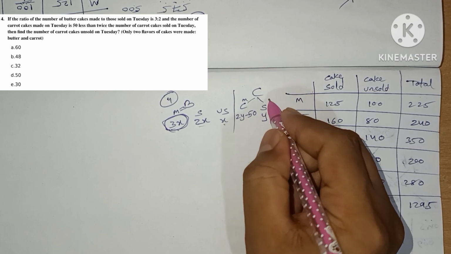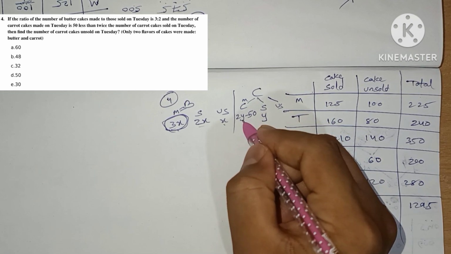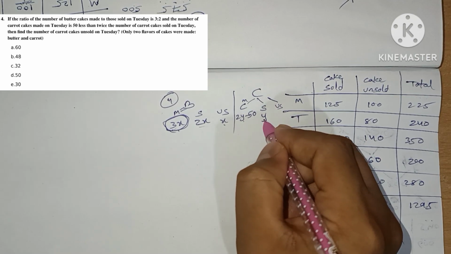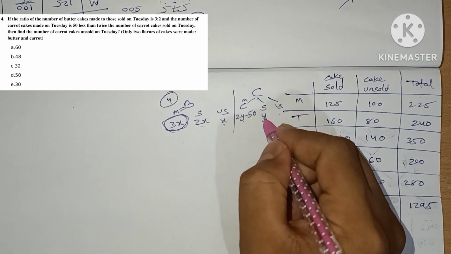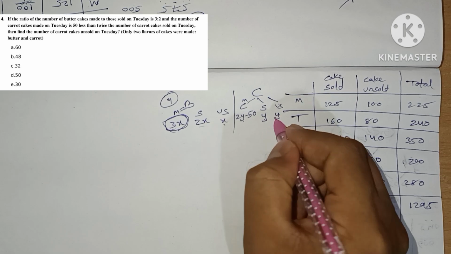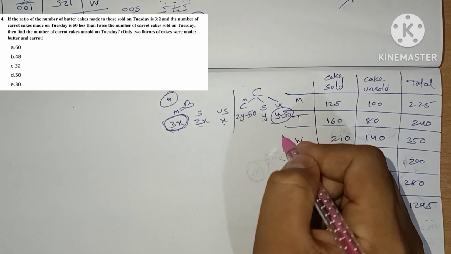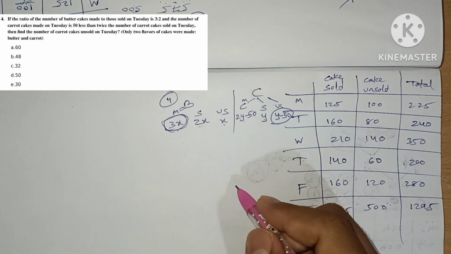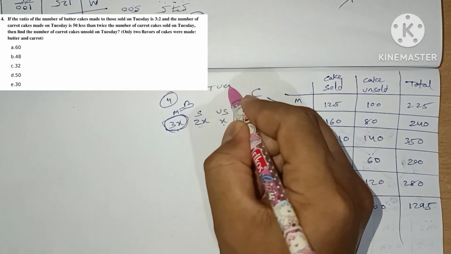Now total unsold can be derived from these two, which will be total minus this one, which will be the unsold. So 2y minus 50 minus y. So 2y minus y will be y minus 50 is unsold. Okay, and in the question it says that these are from Tuesday.